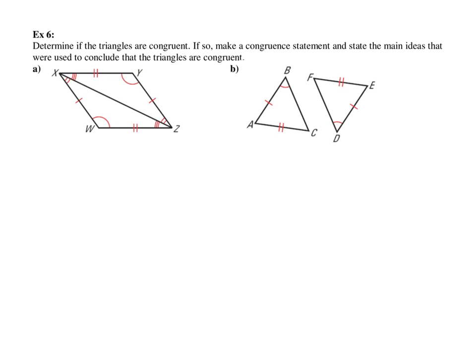All right, determine if the triangles are congruent. If so, make a congruent statement and state the main ideas that were used to conclude that the triangles are congruent. Okay, so for part A here, they give me a lot of information between these two triangles. And the only thing I'm not sure about is this one side. But they both share that one side. So you could say it's congruent to itself by reflexive property. All right, that's your reason.